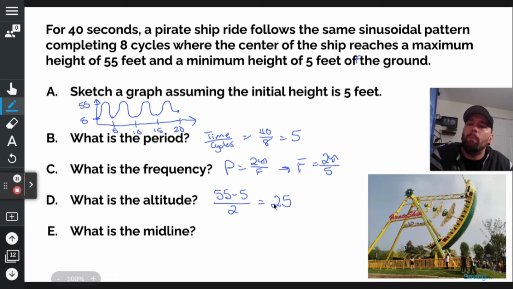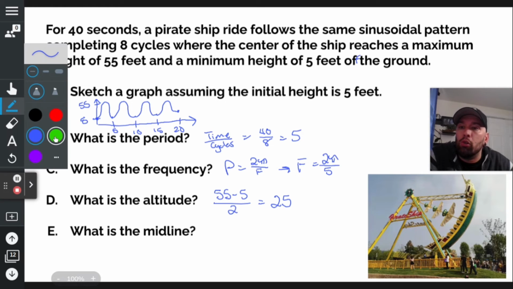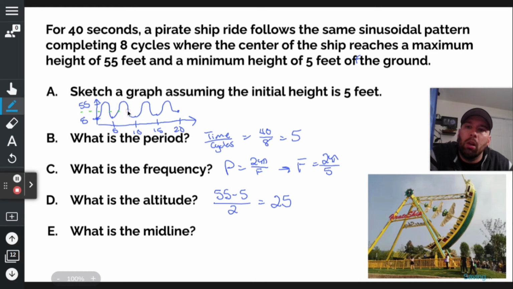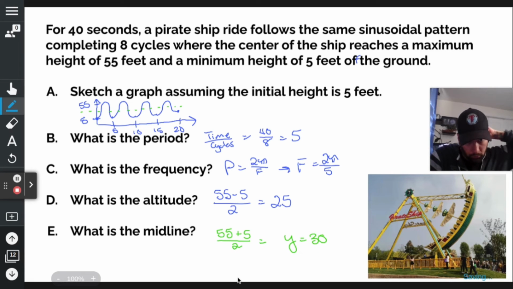Okay, careful. What is the midline? Well, the midline is found by crossing exactly through the middle of the very bottom to the very top, which is basically the average. So if you do 55 plus 5 and divide that by 2, you get the midline, which is the equation y equals 30. No equation needed for that one.